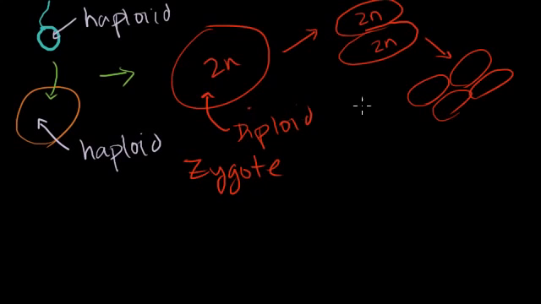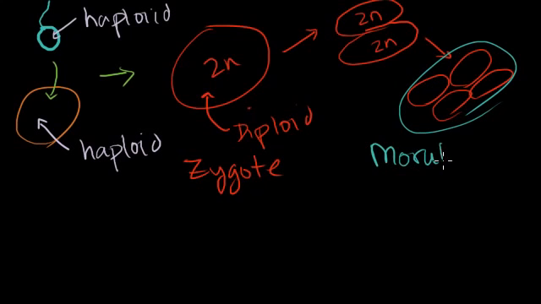And it keeps splitting. And this mass of cells, this right here, is referred to as the morula. Morula. And it actually comes from the word for mulberry, because it looks like a mulberry.